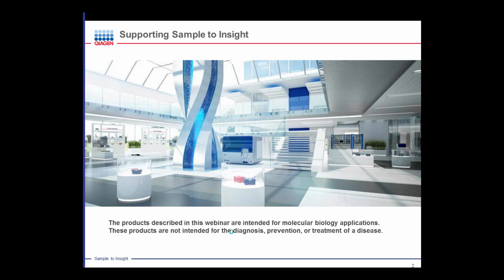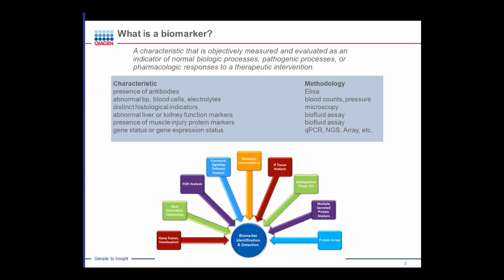So I'd first like to start with the basic question of what is a biomarker. A biomarker is a characteristic that is objectively measured and evaluated as an indicator of either a normal biological process, a pathogenic process, or a pharmacological response to a drug. And so it's essentially a proxy for something that's going on inside of your body that can be objectively measured.